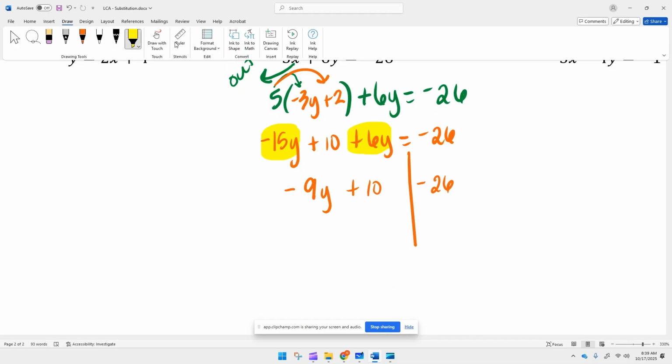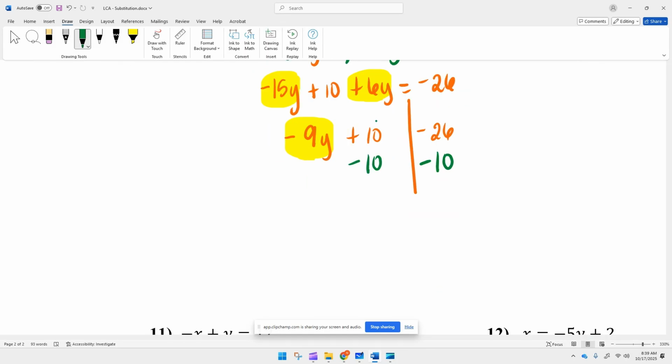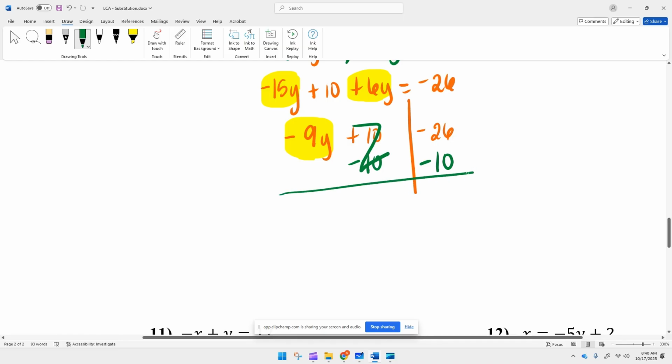I know I only have one term that has a variable, so now I'm going to deal with those constants. That means I need to move these 10 good guys over with the bad guys. In order to move these 10 good guys, I need to add 10 bad guys. If I add 10 bad guys to the left side, I've got to add 10 bad guys to the right side. So these 10 bad guys and 10 good guys cancel each other out. I'm going to bring down my negative 9y.